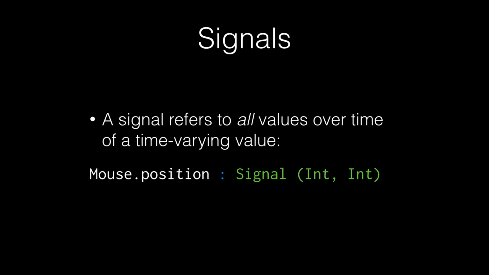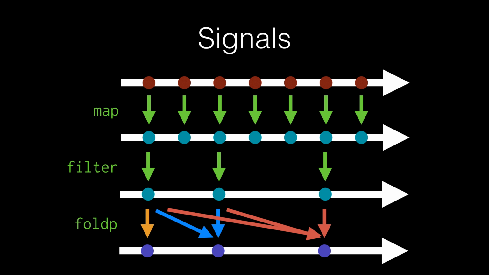So how do we get the actual values out of this? Well, we use higher order functions, right? So this whole thing is one signal. These things are values of that signal, and we can map them to a different type. We can select some of them, and we can fold over the past. This P stands for past. It's folding over the past.